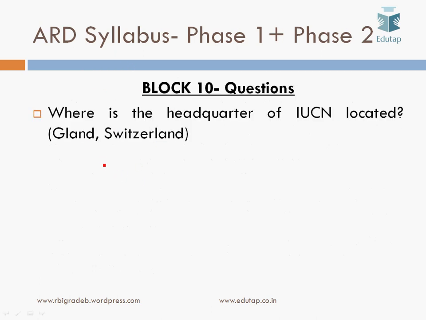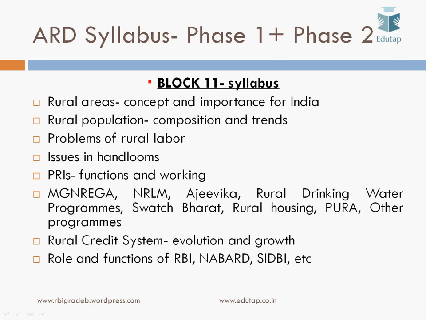Another question that was asked from this block is: where is the headquarter of IUCN located? Right, it is in Gland, Switzerland. Simple question. Now once we come to the 11th block, it is dealing with rural development. Out of ARD, rural development, we have picked up one block. We have devoted one block to the syllabus of rural development, and these are the components of the syllabus.